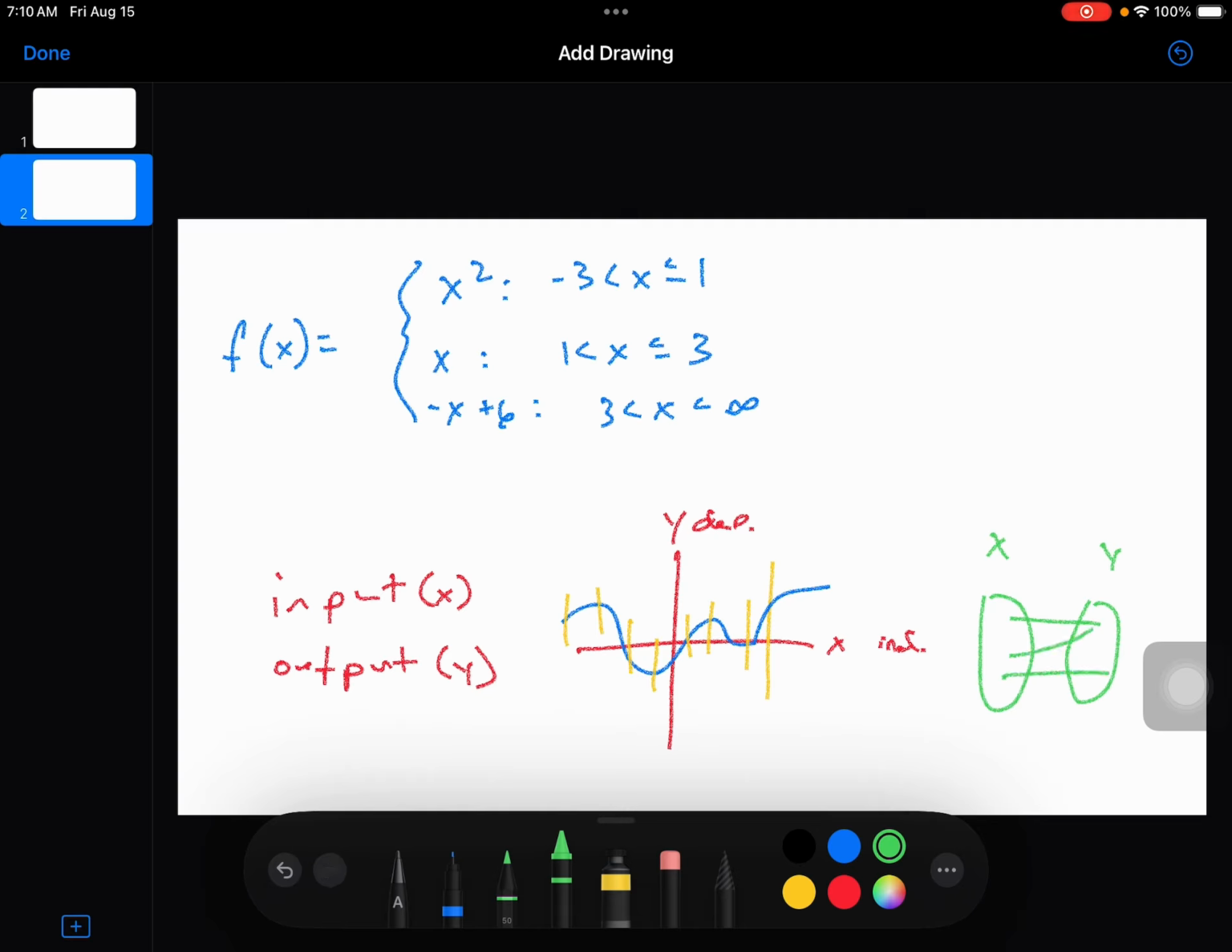We could have two x's for a y, and that would just mean that it doesn't pass the horizontal line test, like this function here, but that's fine. That just means it's not a one-to-one function. It can be a many-to-one function.